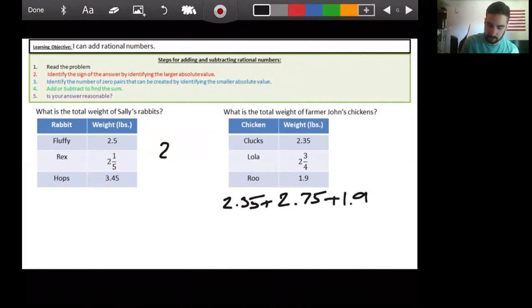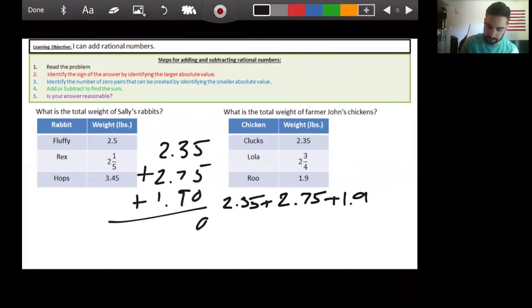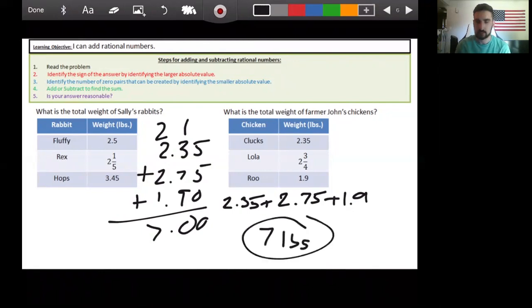So adding all these up, we have 2.35 plus 2.75 plus 1.9. I'll add the 0 for the place value. 9, 10, 20, 2, 4, 6, and 7. So we have a grand total of 7 pounds. And we are good from there.